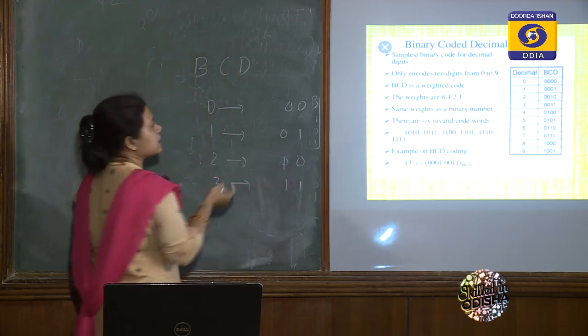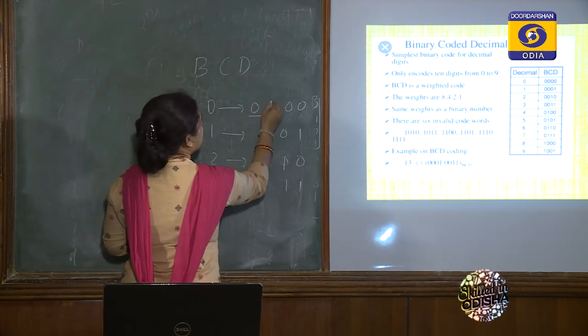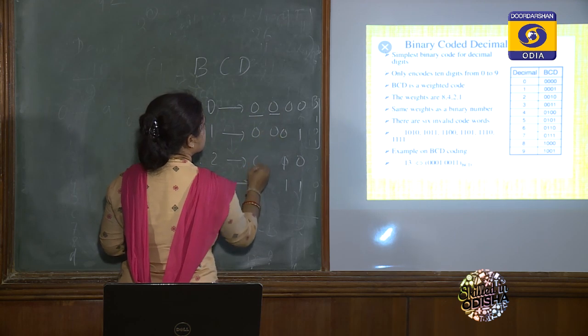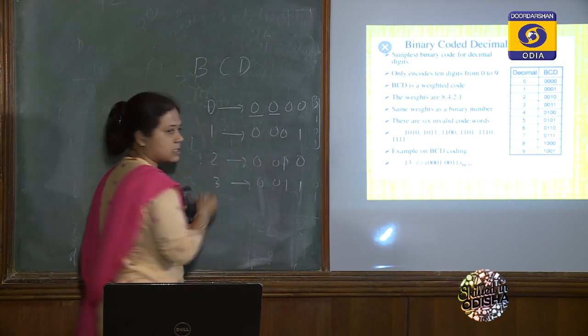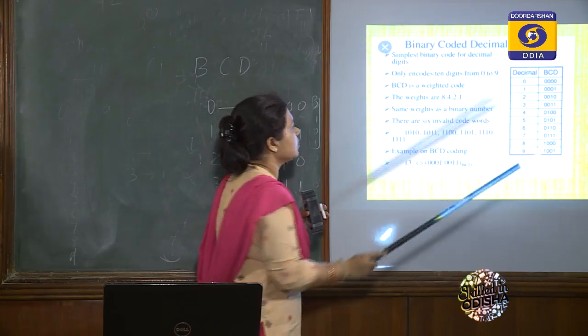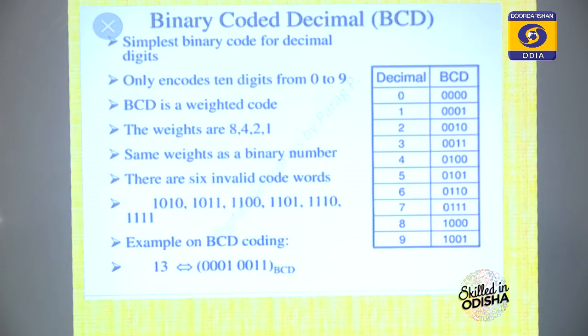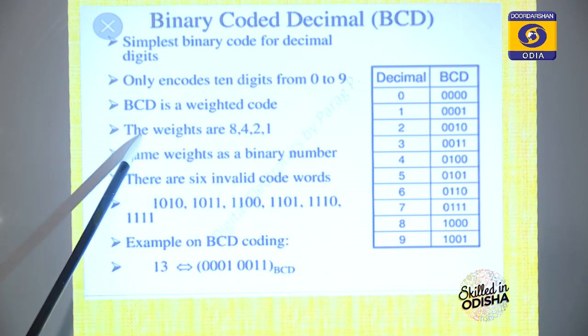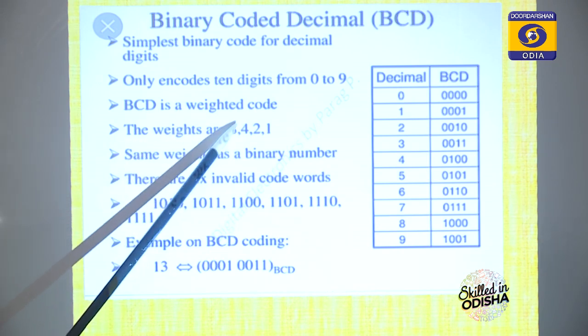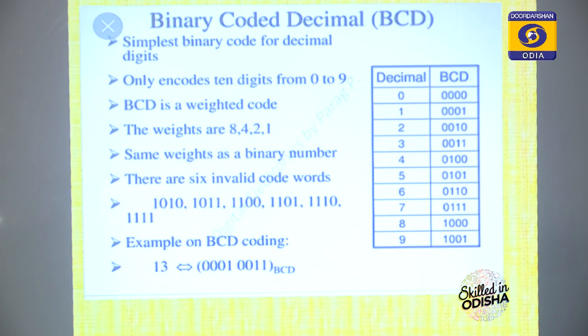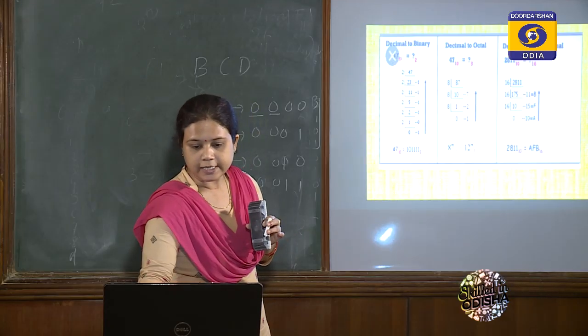Another 2 bits are required, so here we have to put 0000 like this. In this way we represent numbers up to 9. That is our BCD representation. The weight values are 8, 4, 2 and 1. This is about our BCD.